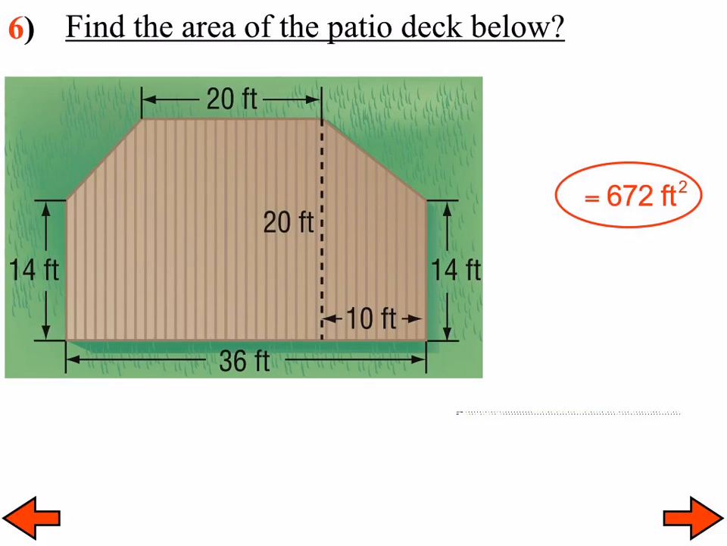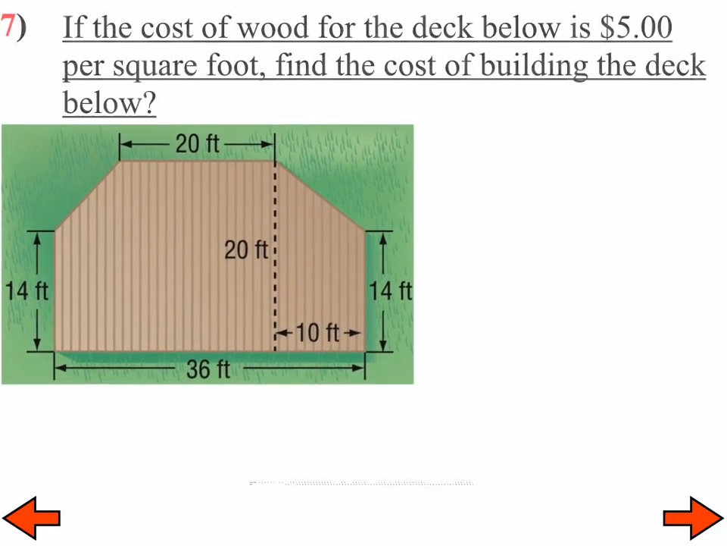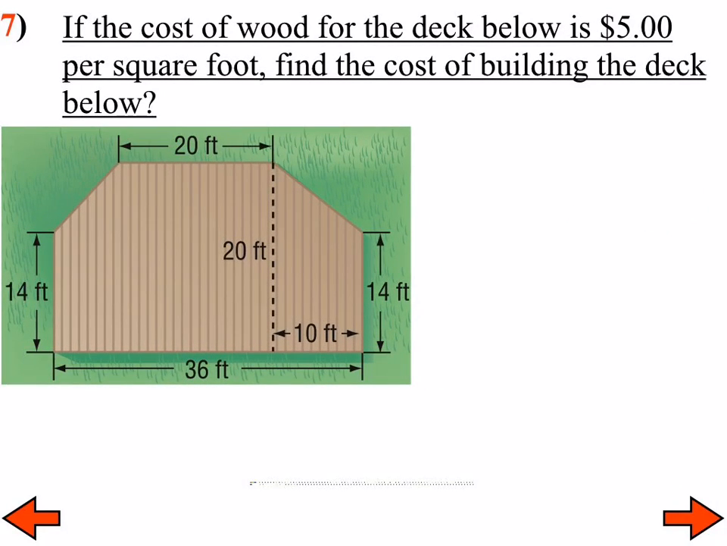So we had to get that part right in order to do number 7. And number 7 asked, well, if the cost of wood for the deck below is $5 per square foot, find the cost of building the deck. Well, you'd have to take the 672 and multiply it by that 5, so it would be $3,360. Okay? All right, so let's go to the last idea for today.